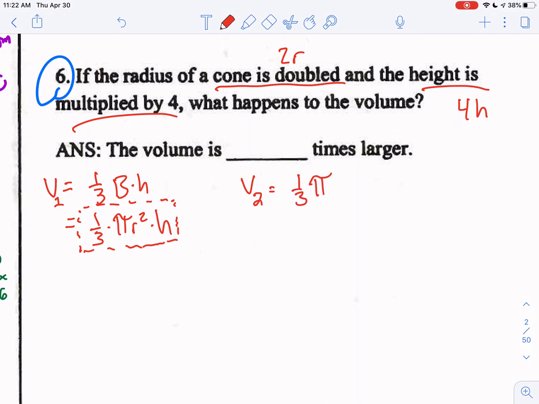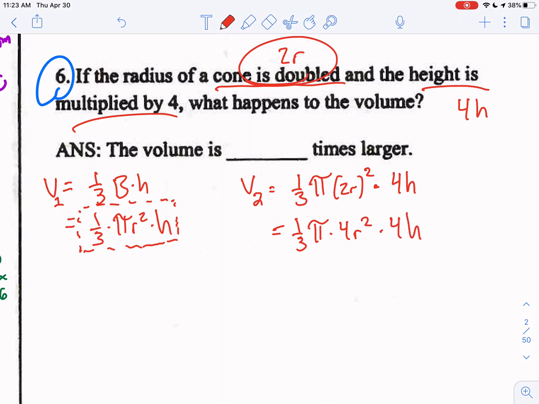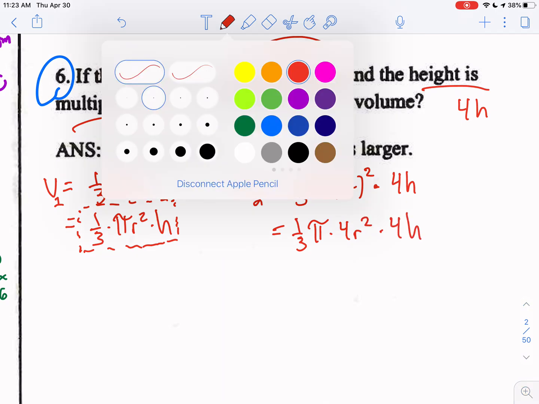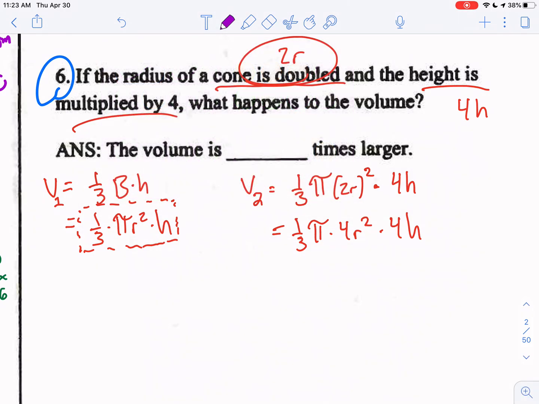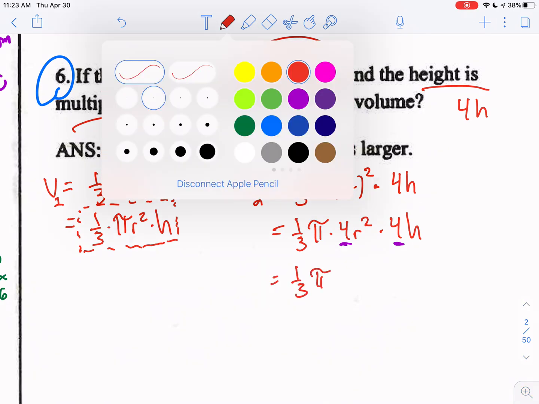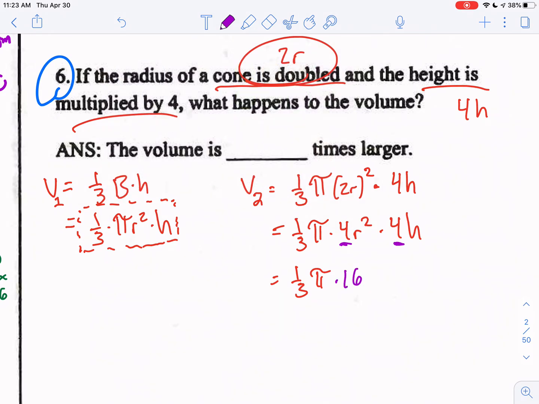1/3 pi, what happens to our radius? Our radius is doubled now. So it's doubled squared times what happens to our height? 4h, okay? So let's work this out here. 1/3 pi times 2r squared times 4h. Okay, so let's see, how much did the volume get bigger? Okay, we know 4 times 4 here, that's gonna be 16, okay? So what I'm gonna do here, I'm gonna do 1/3 pi times 16 r squared times h.